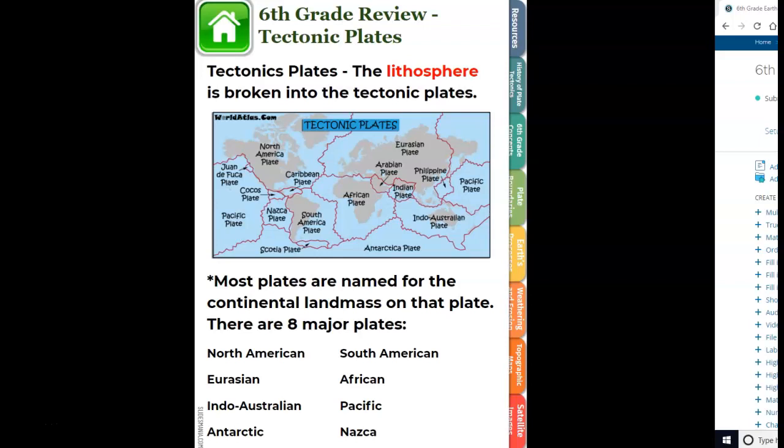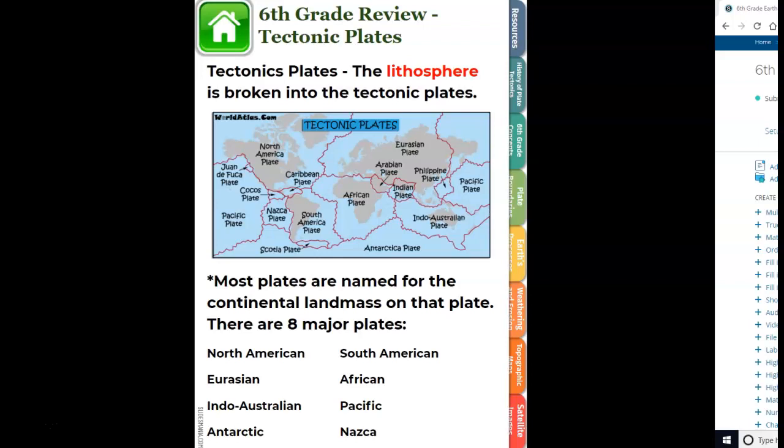So remember that the Earth is broken into plates, and it's not the whole Earth, it's the lithosphere. Remembering that the lithosphere is the upper layer, which is the crust, and just the tip top of the mantle. Now these plates are in motion relative to each other.